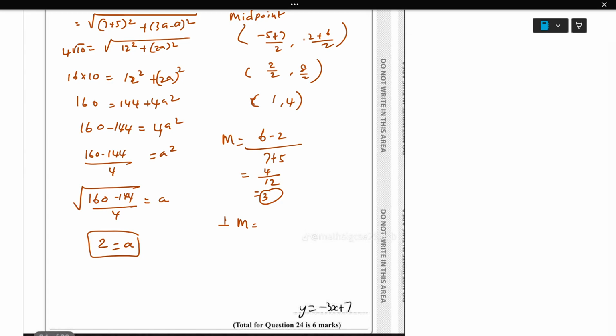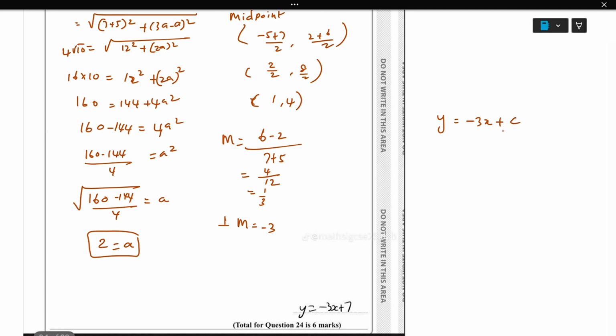Oh, sorry, this is a mistake here. It's not going to be 3, it is going to be 1 by 3. So the negative reciprocal is going to be negative 3. So the new line equation is y equal to minus 3x plus C.